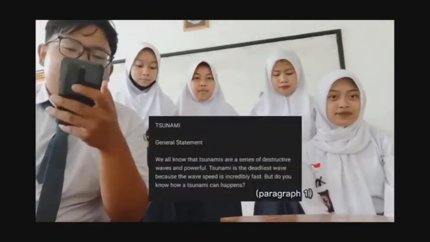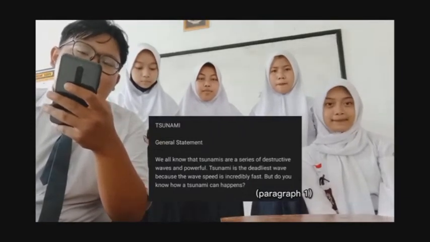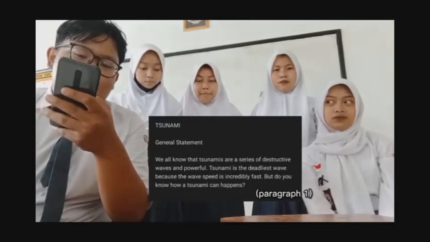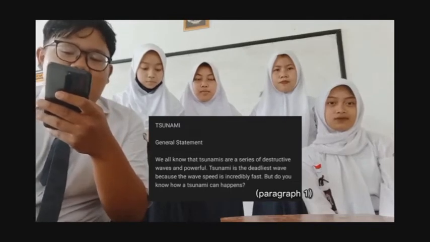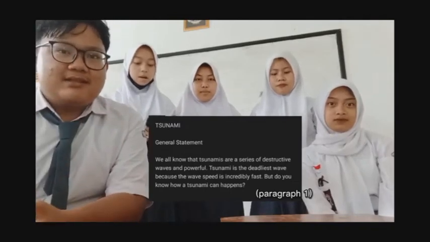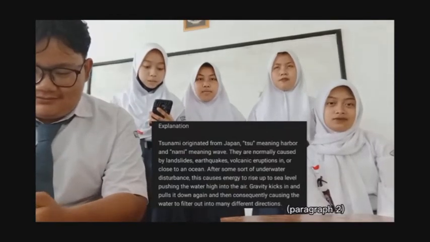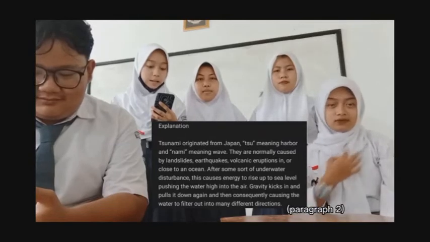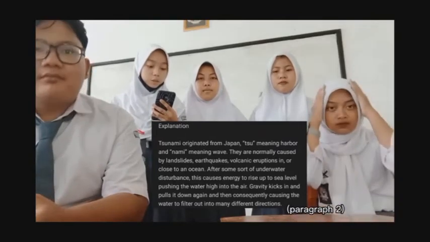General statement. We have known that tsunamis are a series of destructive and powerful waves. Tsunami is the deadliest wave because the wave speed is incredibly fast. But do you know how a tsunami can happen? Explanation. Tsunami originated from Japan, Tsu meaning harbor and Nami meaning wave. They are normally caused by landslides, earthquakes, or volcanic eruptions in or close to an ocean.